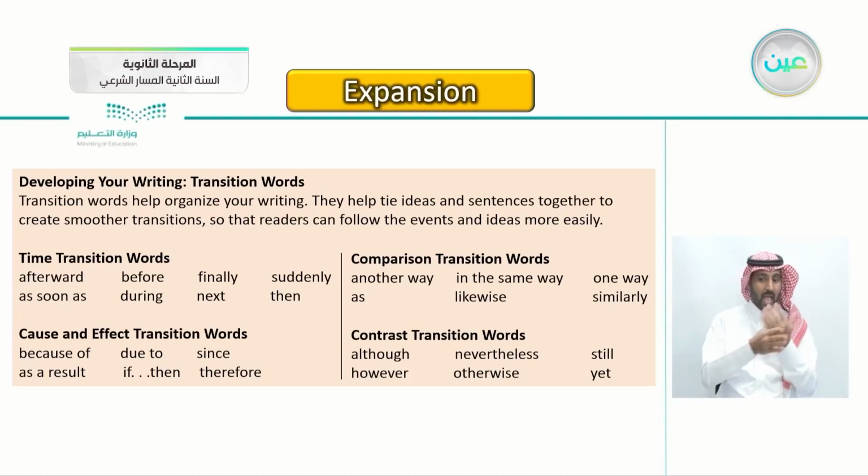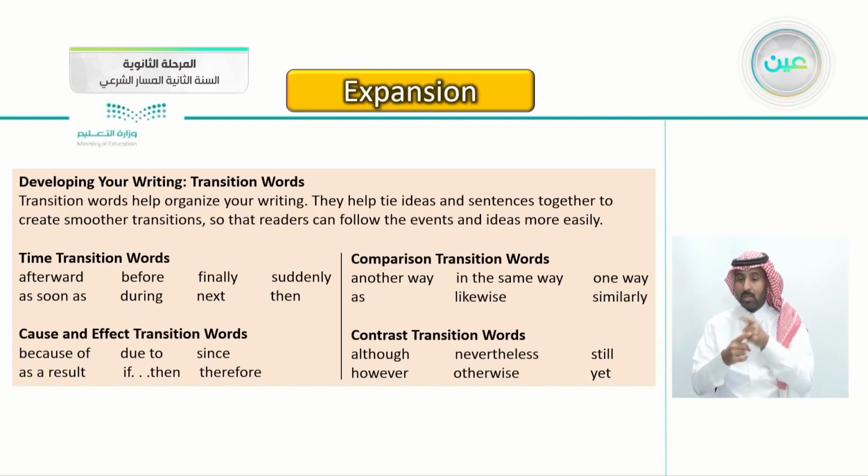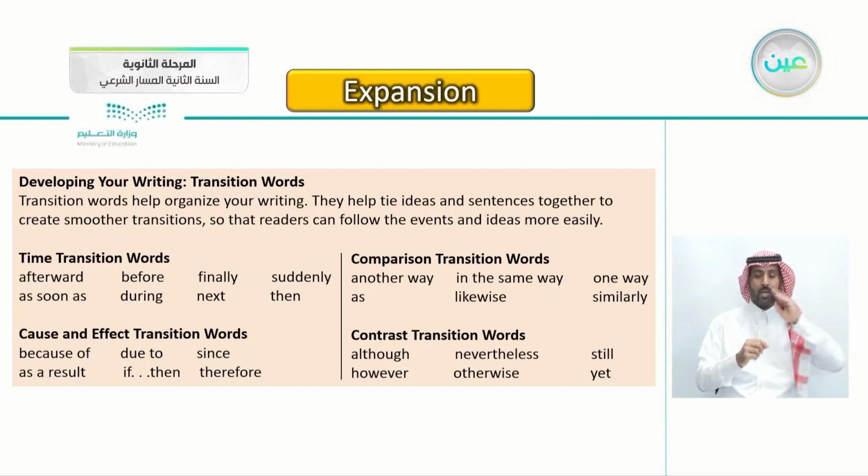Cause and effect transition words. So we have cause and effect transition words here. Because of. So this is cause here. Due to. Also the cause here. Since. As a result. This is an effect here. If. Then. Therefore. So all of these transition words are related to cause and effect.